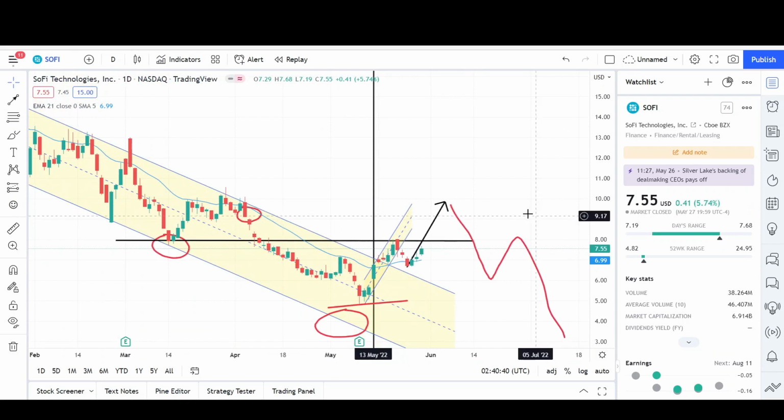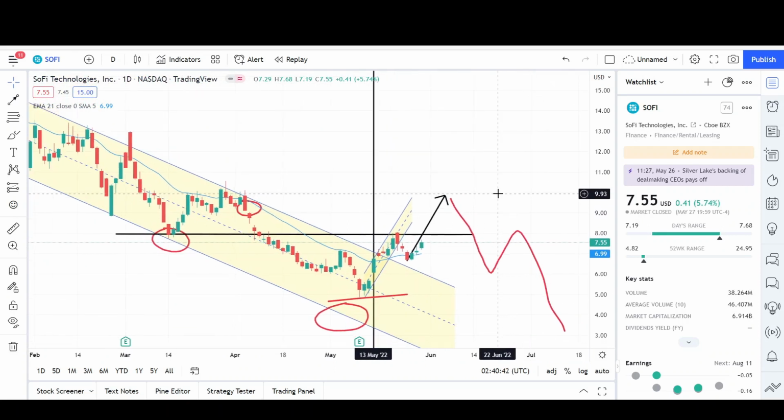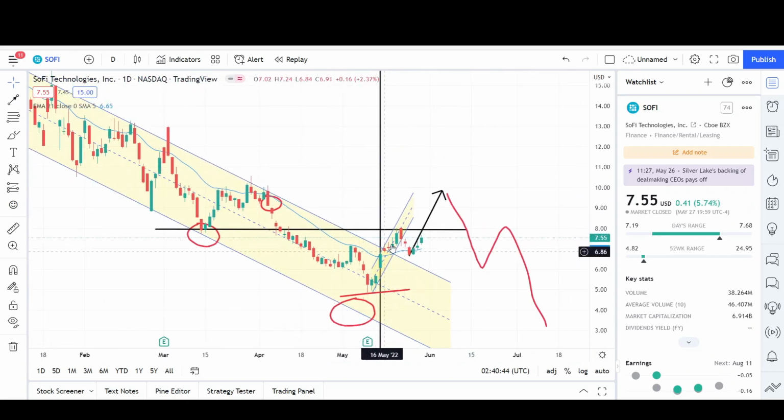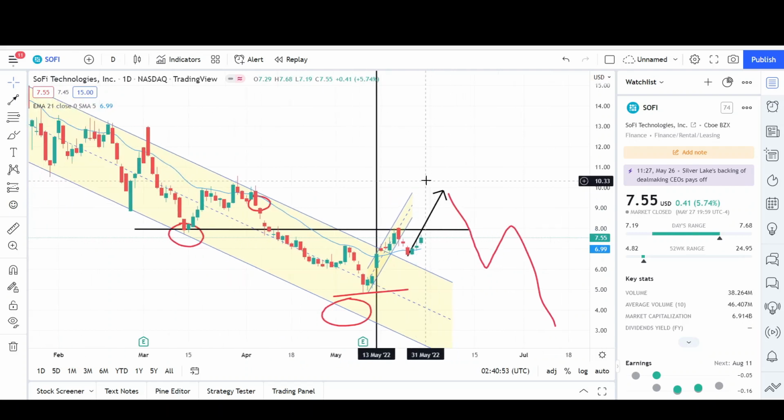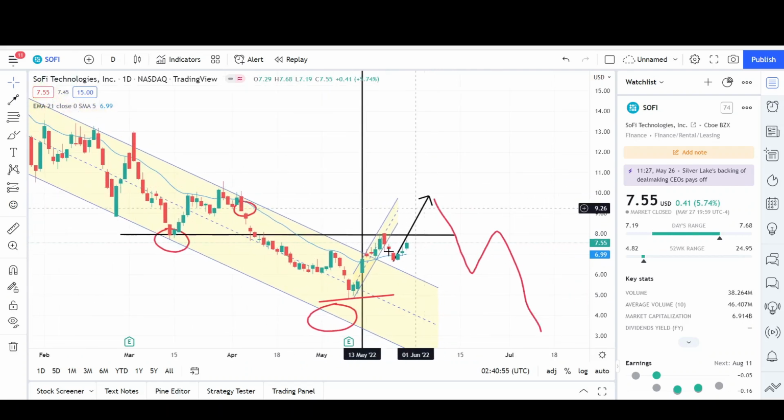Like they always say, history doesn't repeat, it rhymes. Same thing with these patterns. They're not exactly the same way every time, but they rhyme. You always have little nuances between the charts, but they occur so many times that you can see it occurring on the charts. So this is what I see playing out.